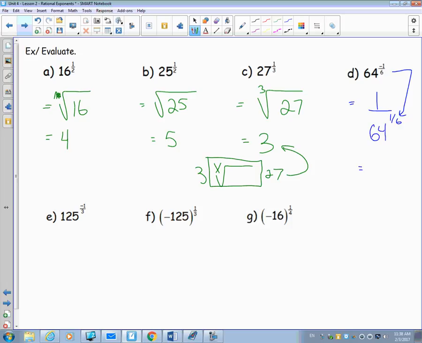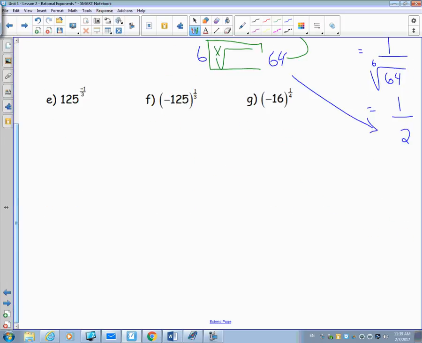So what we need to think to ourselves is 1 over the 6th root of 64. What number times itself 6 times makes 64? And again, if you can't think of it, we go back to this button idea here. We say, okay, the 6th root of 64 comes out to, hopefully you get 2. Okay, we'll try some more.